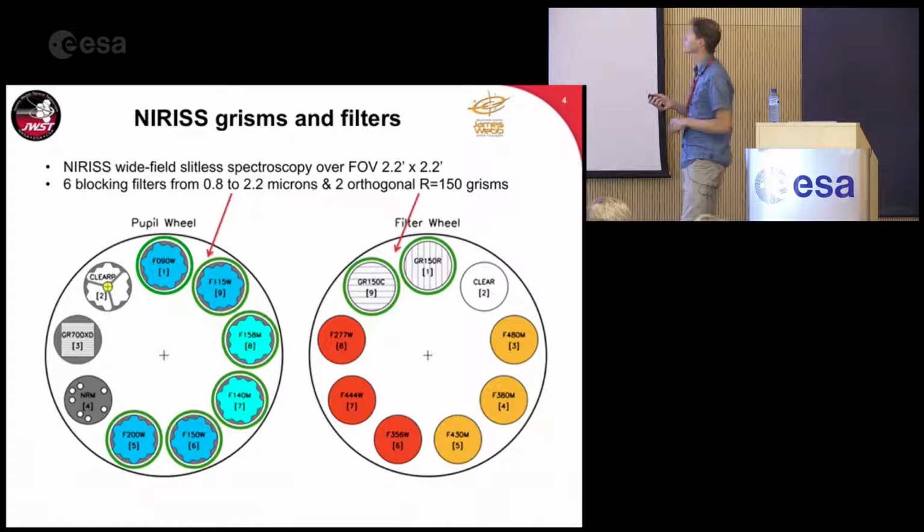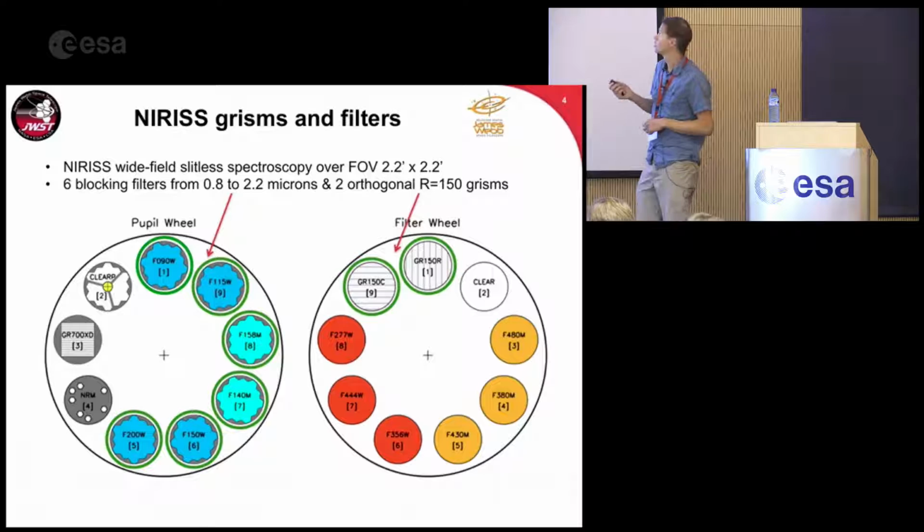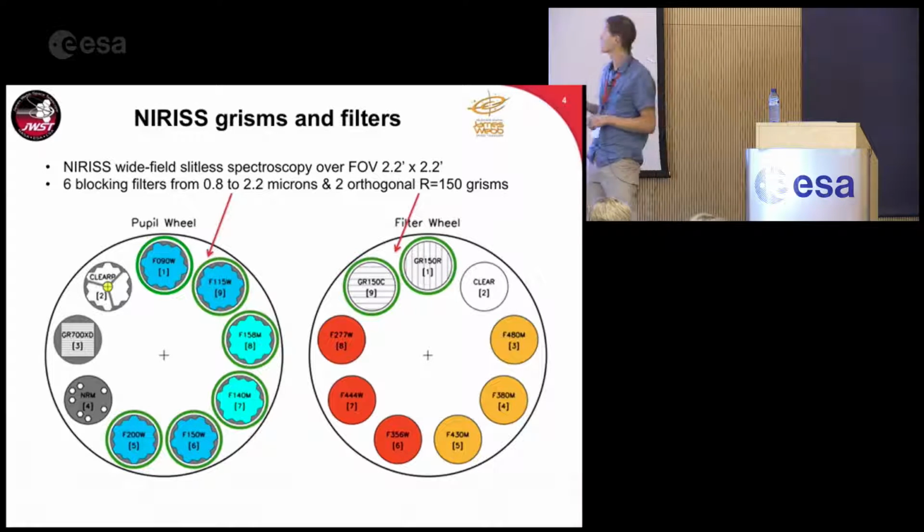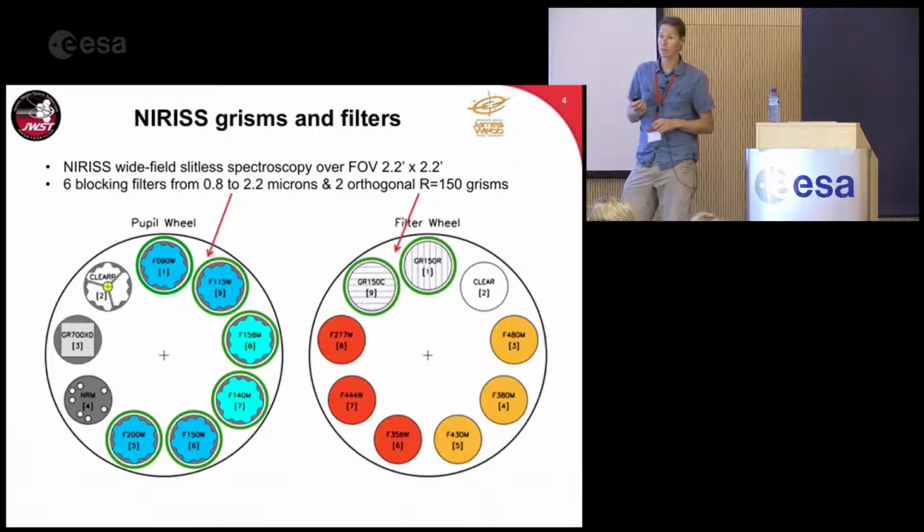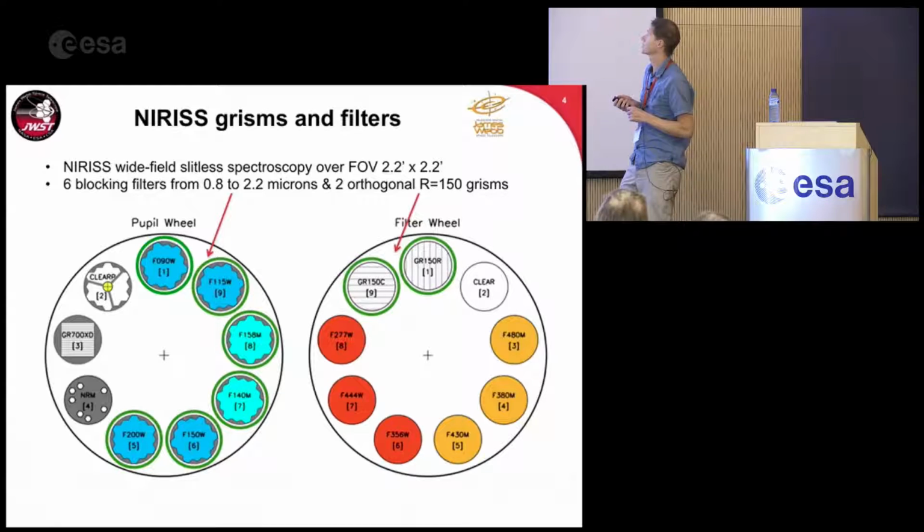So you pick one of those filters, and you combine it with a GRISM, and there are two GRISMs here, GR150C and GR150R. And those are the low-resolution wide-field slit spectroscopy GRISMs, and the C and the R correspond to whether you're dispersing the spectra along the columns or the rows. As you'll see in a second, there's the two orthogonal GRISMs to mitigate the contamination. And the field of view, as we've heard several times today, is the same as the imaging field of view, so 2.2 by 2.2 arc minutes.